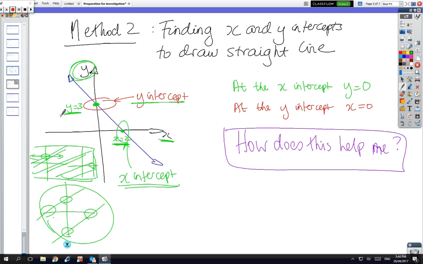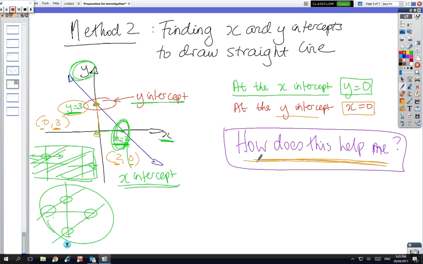But the more useful thing is that at the x-intercept here, the y value is 0. So when we come across here, y equals 0. And importantly for the y-intercept, x equals 0. So at that value there, x equals 0. So this coordinate is, for instance, 0, 3, and this coordinate is 2, 0. So for the y-intercept, x equals 0, and for the x-intercept, y equals 0. It's the opposite. And the question is, how does this help? Okay, so copy that and come across when you're ready.